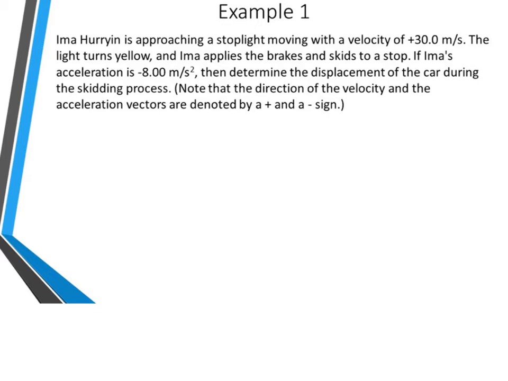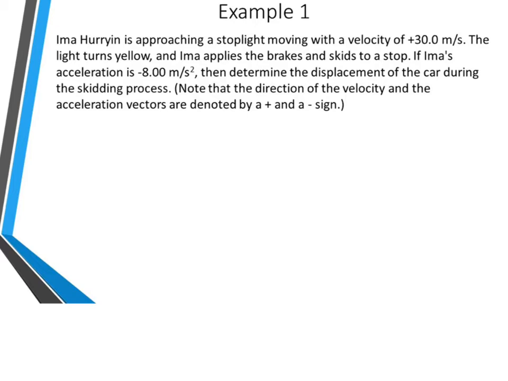Ima Hurryin is approaching a stoplight moving with a velocity of 30 meters per second. The light turns yellow and Ima applies the brakes and skids to a stop. If Ima's acceleration is -8 meters per second squared, and just to pause there, the -8 means that it's slowing down, not that she's going backwards or in an opposite direction. Then determine the displacement of the car during the skidding process.